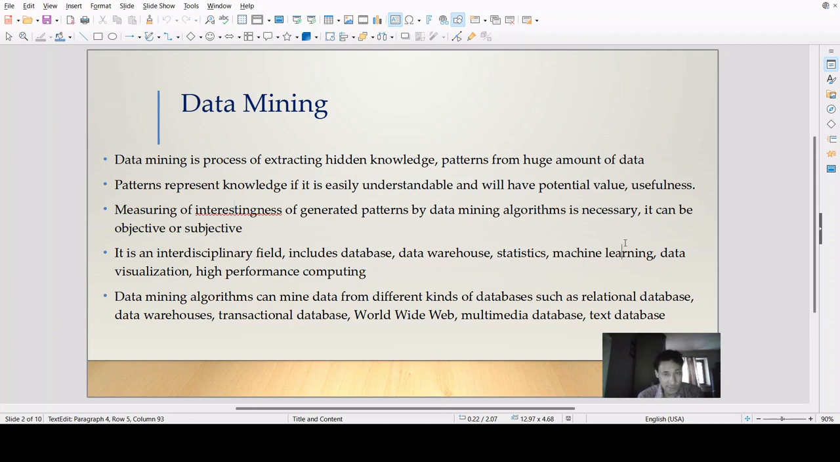It includes database concepts, concepts from data warehouse, concepts from statistics, machine learning, data visualization, and high performance computing. Data mining algorithms can mine data from different sources of data, such as relational data, data warehouse, transactional database, World Wide Web, multimedia data, and text databases.